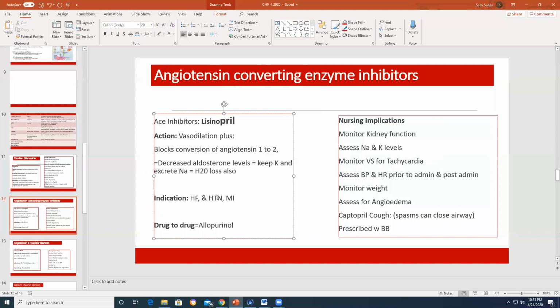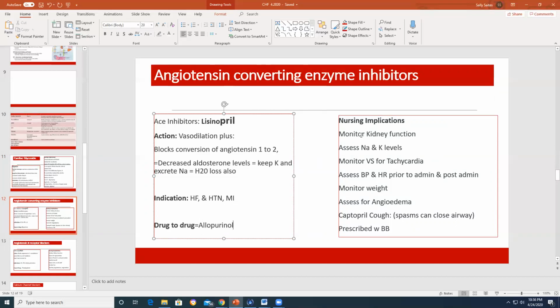It is used for heart failure, hypertension, MI, sometimes angina, lots of different indications actually. It's a very good drug. It works very well, but these are the ones we're going to highlight right now. And there is a drug-to-drug interaction for allopurinol. That would be a medication taken by a patient with gout.